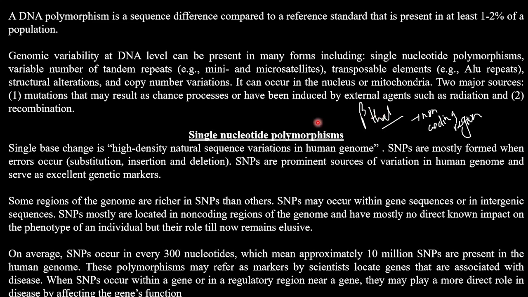And how commonly do you find them? After every 300 nucleotides, you will find a polymorphism. Which means you will find approximately 10 million SNPs in the human genome, and the human genome is 3.2 billion base pairs long. So 10 million bases contain the SNPs.